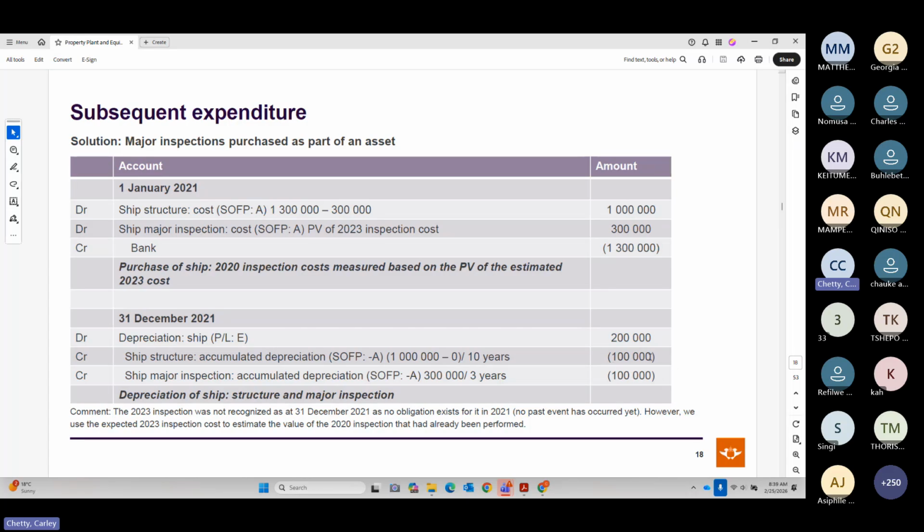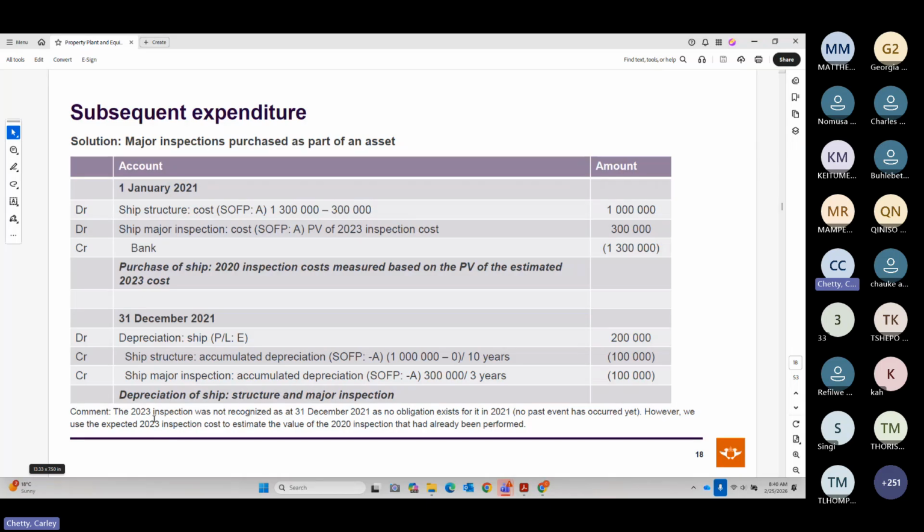So we can add the depreciation for the ship structure and the major inspection, and we're going to go debit depreciation ship 200,000 Rand. But remember that these items, because they have a different useful life, they must be depreciated according to their relevant useful lives separately. So now we have depreciated the ship structure.